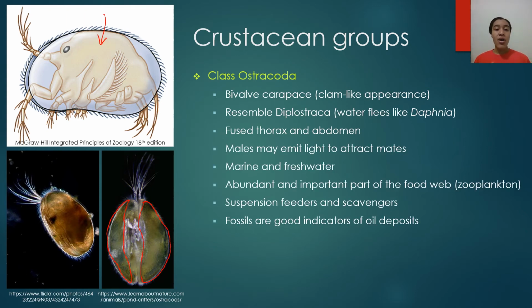One interesting thing about ostracods is that when it's time to undergo mating, some of them will emit light to attract mates, so they're bioluminescent. And they can occur in both marine and freshwater environments.